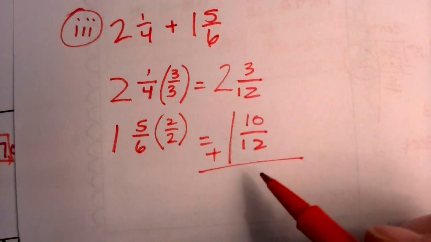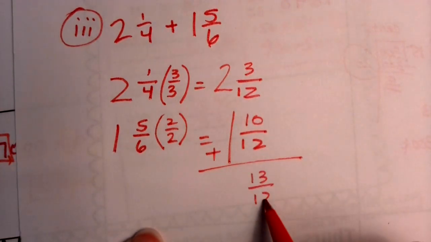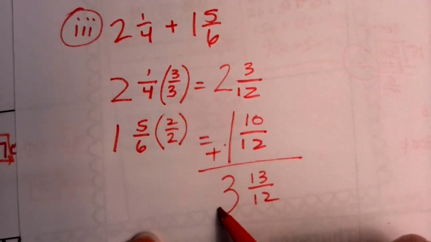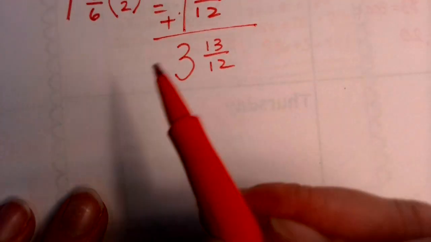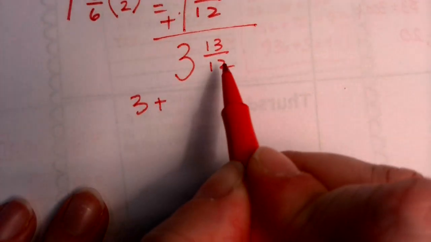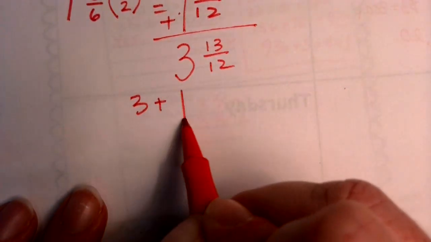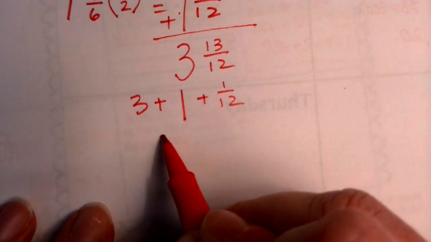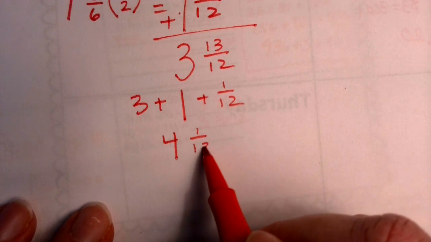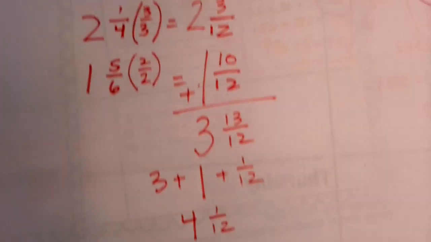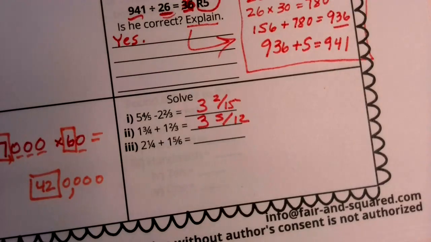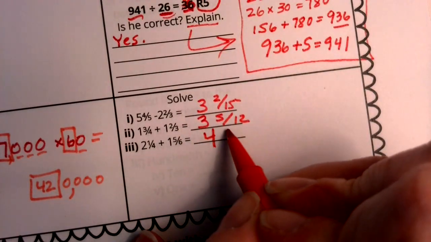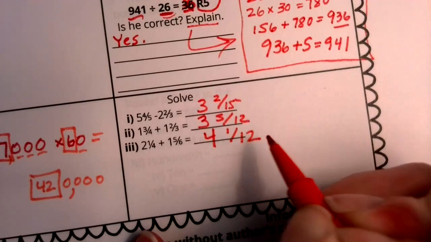3/12 plus 10/12 gives me 13/12, just a little bit over 1. And 2 plus 1 is 3. Now, I know I have that 3 in the front. How many times will 12 go into 13? It goes in one time, and there is 1/12 left over, which when I join my wholes, I have 4 and 1/12. So, boys and girls, definitely give yourself a pat on the back. Our answer here is 4 and 1/12.